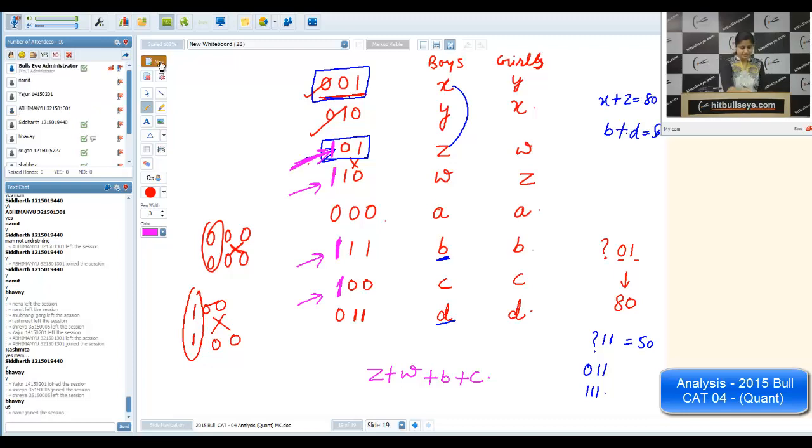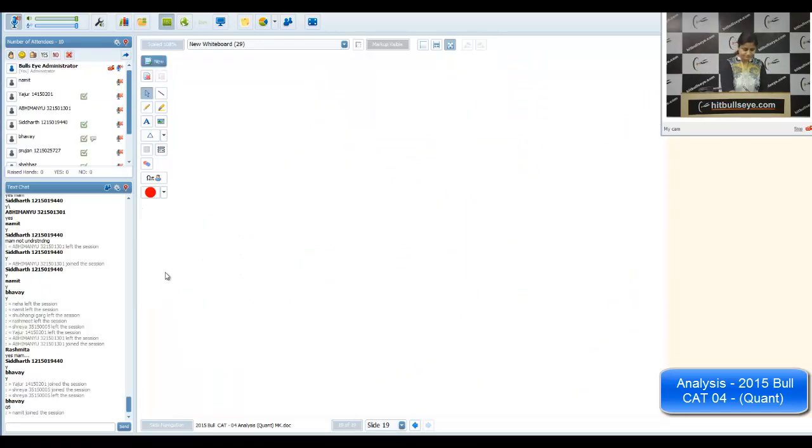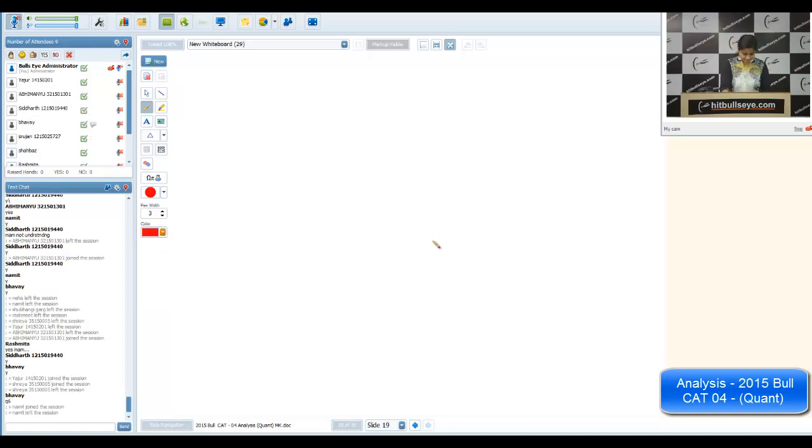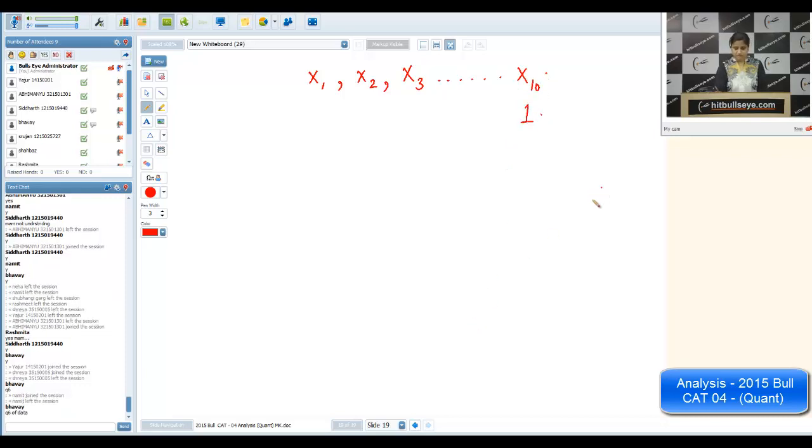Question number 6, Bhavya, very, very easy. See, question number 6 says, a series x1, x2, I mean, terms are given and so on up to x10 is given as 1. We want to calculate the value of x91. Bhavya, I don't remember what is the question number 6 of data.